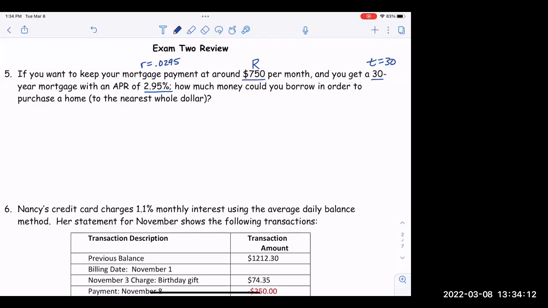This is kind of working backwards. It's giving me the payment amount, $750, and it wants me to figure out how much money could I borrow. So that's my starting amount. That is the principal on the loan. How much am I actually going to borrow? So I'm going to have to kind of work backwards here to find P.